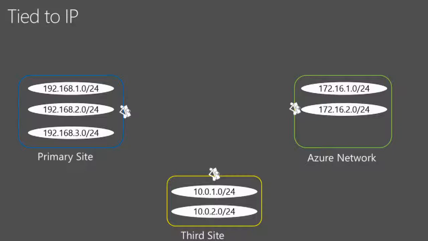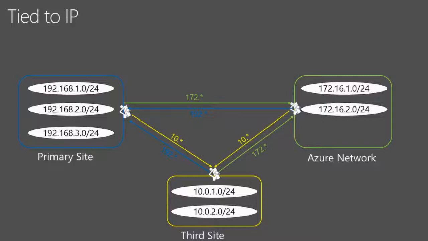Like I talked about, you cannot fail over a partial subnet, so let's assume that the routing networks will be set up this way. The 172 will point to the Azure network from both the other two sites. In the same way, 192 will point to your primary site, and the 10.0 will point to the third site.